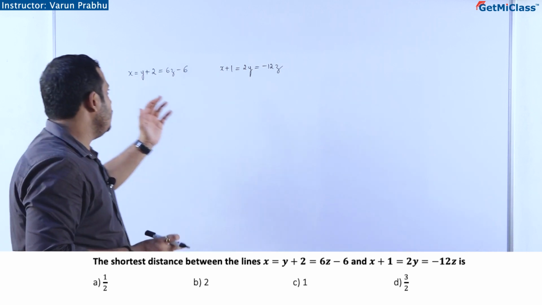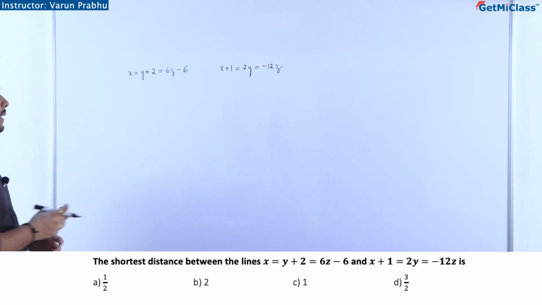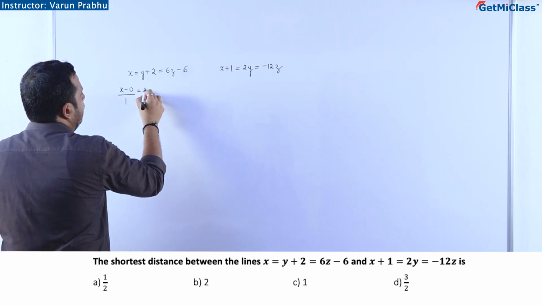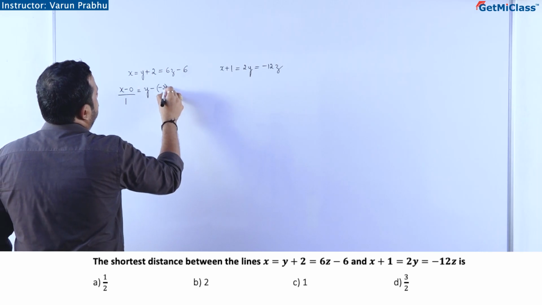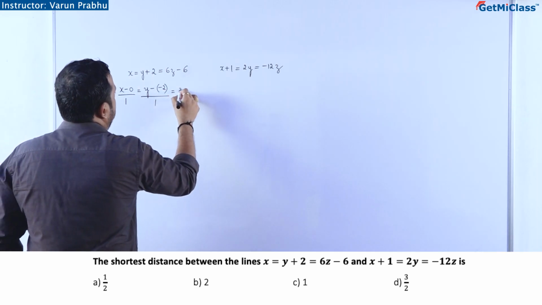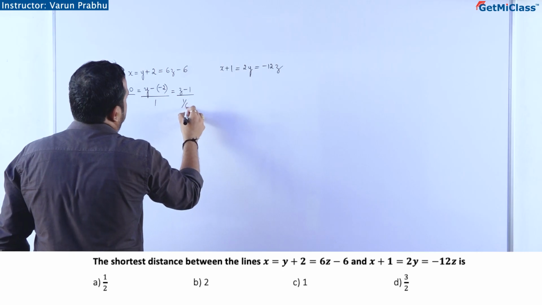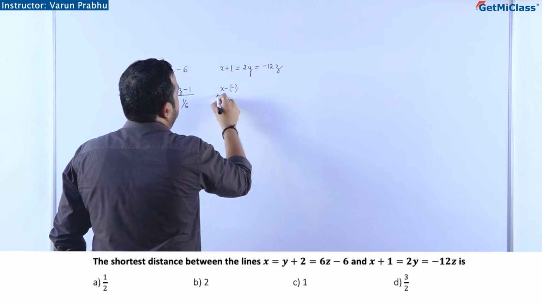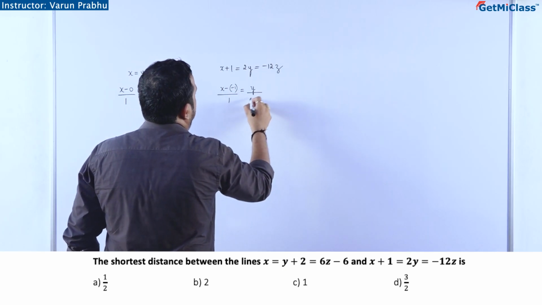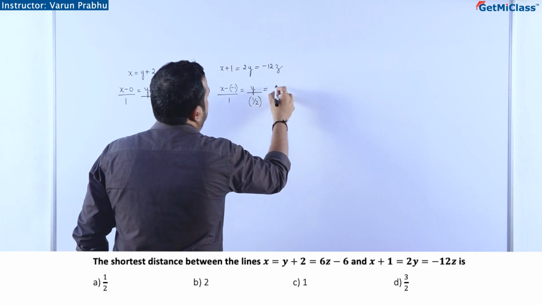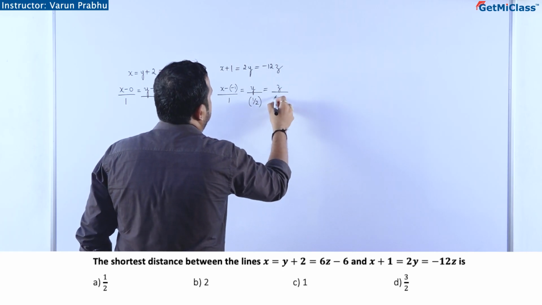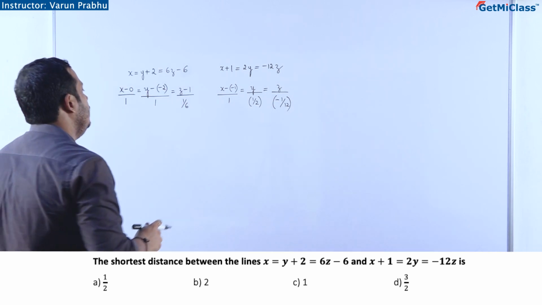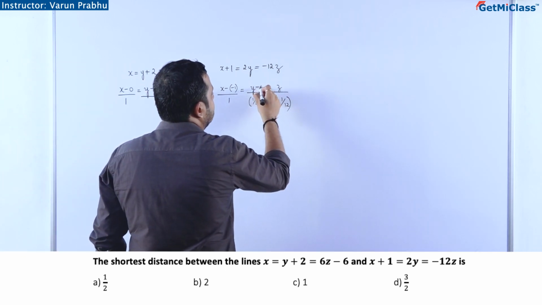The question is asking for the shortest distance between these two lines. We will write them in the standard form: (x minus 0) divided by 1 equals (y minus of minus 2) divided by 1 equals (z minus 1) divided by 6. The second line will be of the form (x minus of minus 1) divided by 1 equals y divided by half equals z divided by minus 1 divided by 12. I may write this as y minus 0, and z minus 0.